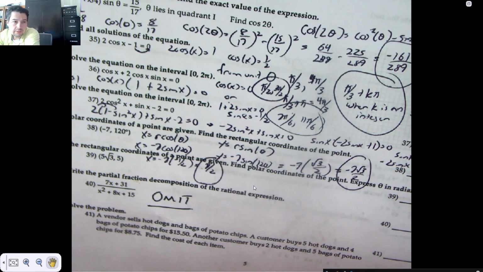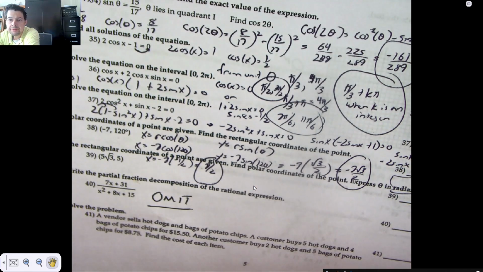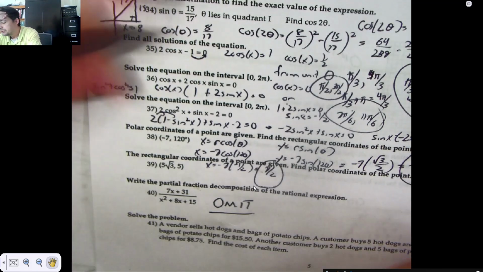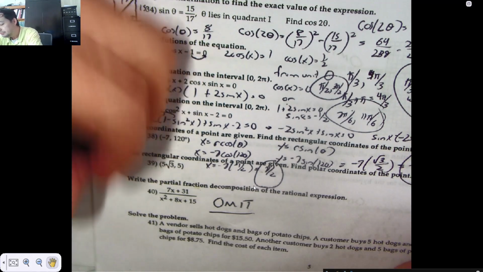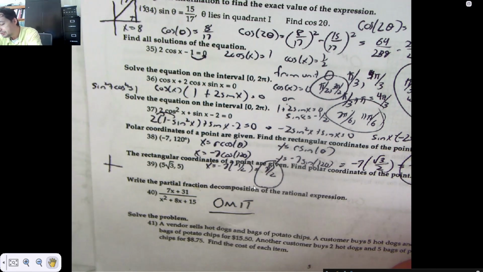All right, 39 is going the other way around. The rectangular coordinates are given. Find the polar coordinates. Express theta in radians. Kind of a big deal there. I actually like to draw these because it lets you know what quadrant you're in. Now these will be something that you don't have to use a calculator on.